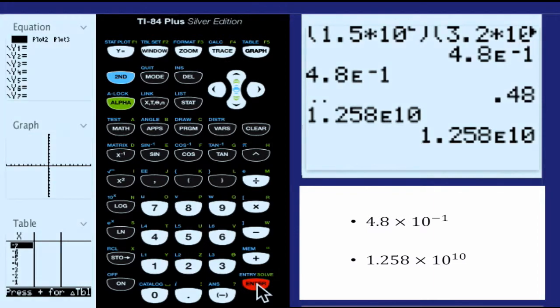Anytime you've calculated something and it's too big for the screen, the calculator automatically puts it into scientific notation. This concludes our lesson on scientific notation.